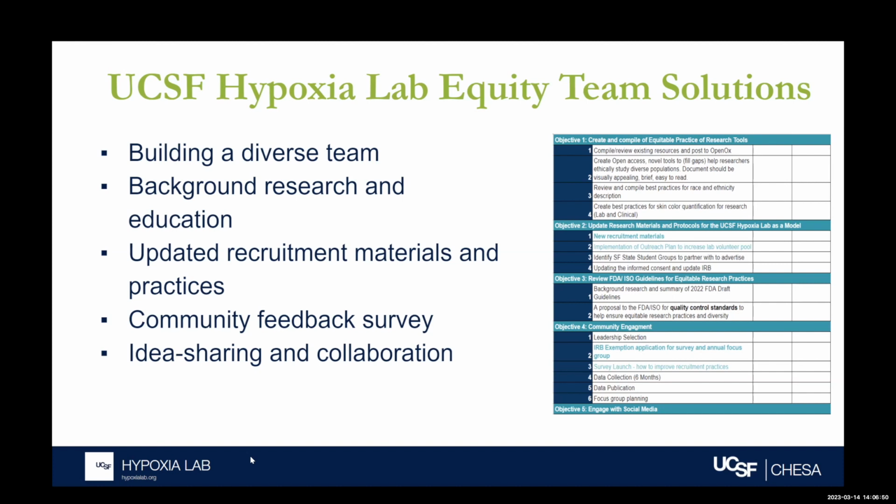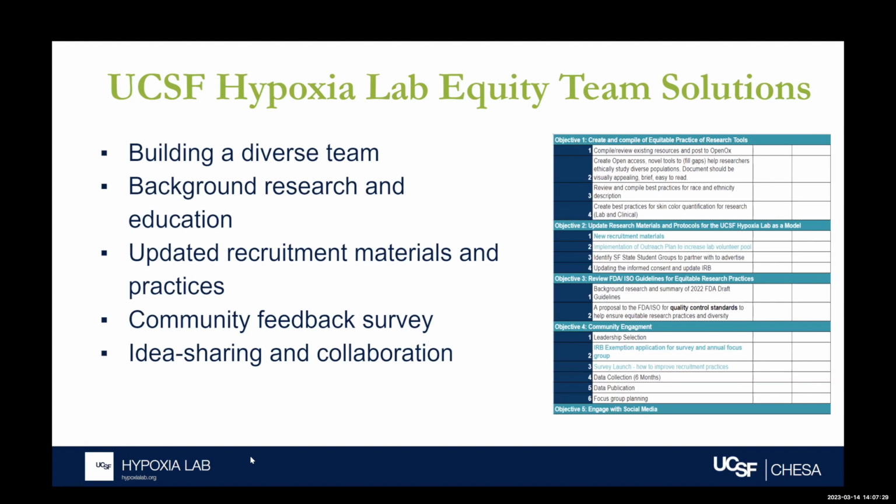The community feedback survey is another goal for our group. This is to perform an assessment of our community's general knowledge of health disparities, and more specifically, knowledge about hypoxia. So this feedback will help us to tailor our recruitment and education materials, which may help us to increase our enrollment in studies down the line, and will also help us to build guidelines potentially for other people who are trying to diversify their medical research teams.